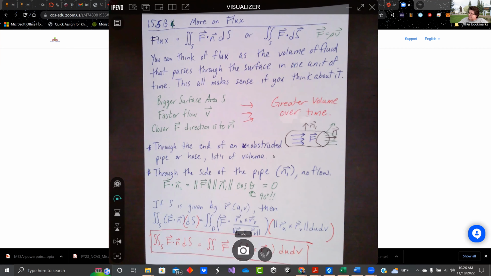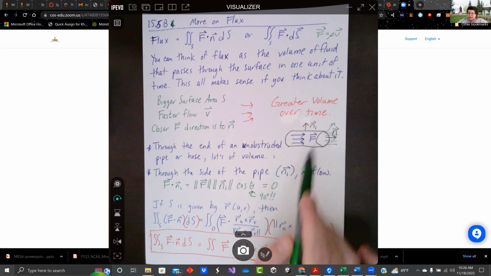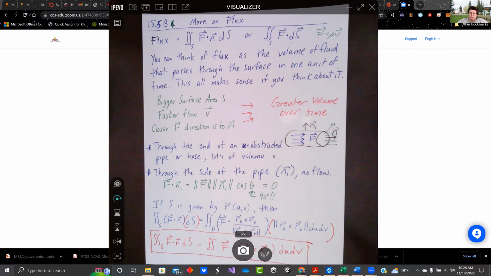And we can see that mathematically through the side of the pipe. F dot N, the dot product, is the magnitude of each one times the cosine of theta between them. But the flow is going one way and N is perpendicular to it, or orthogonal to it, which means it's 0.